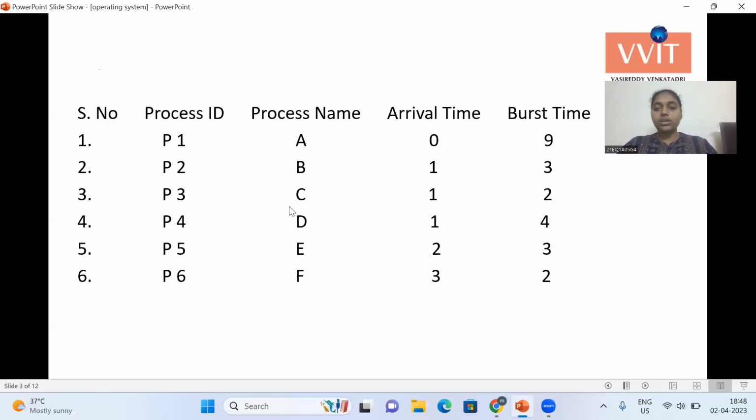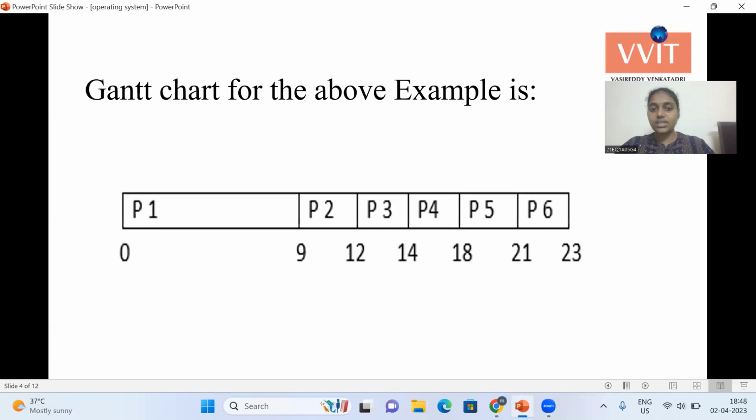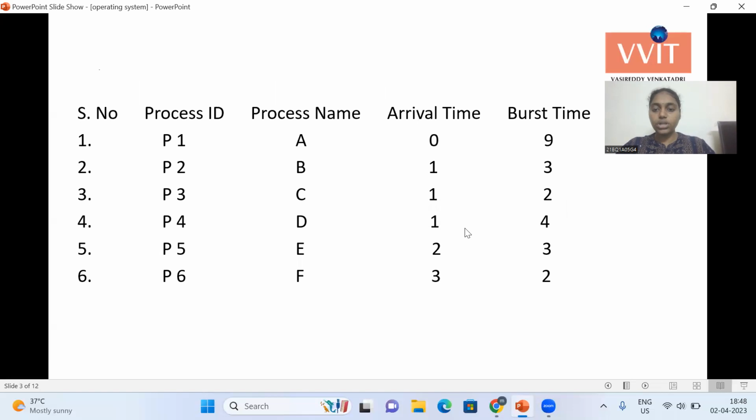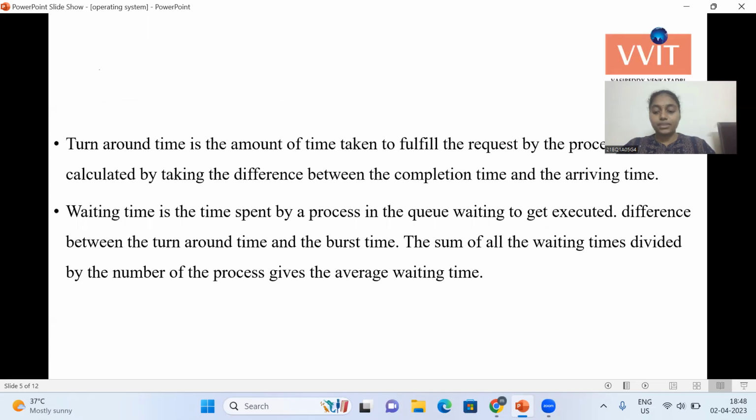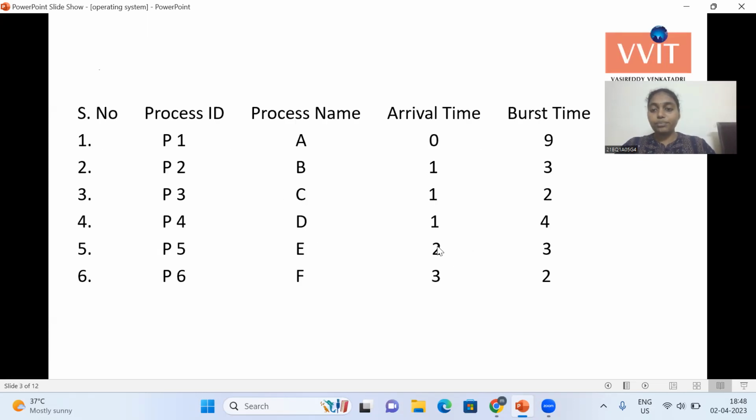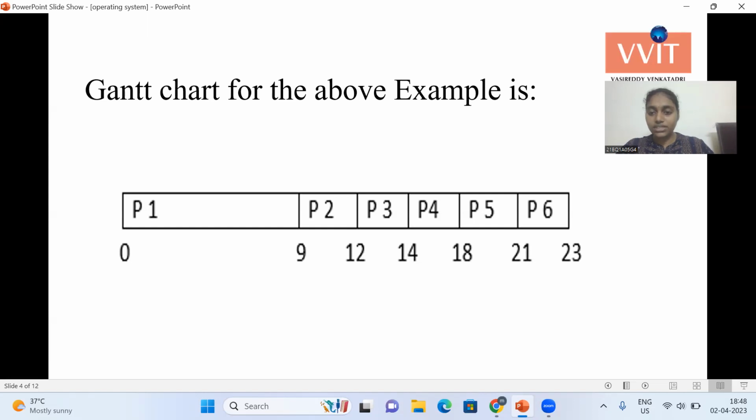Again, for P3 the burst time is 2, so it completes its execution when it reaches 12 plus 2 equals 14. Next one, P4. P4 burst time is 4, so it completes its execution when it reaches 18, since 14 plus 4 equals 18. Next, P5. P5 burst time is 3, so it completes its execution when it reaches 18 plus 3 equals 21.